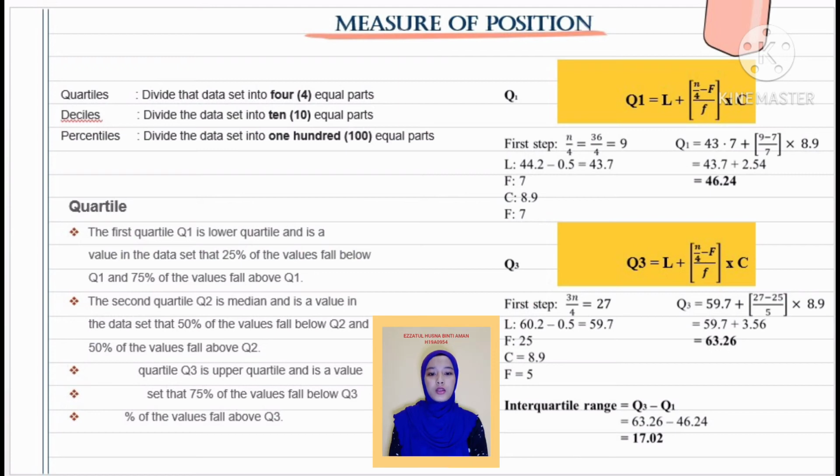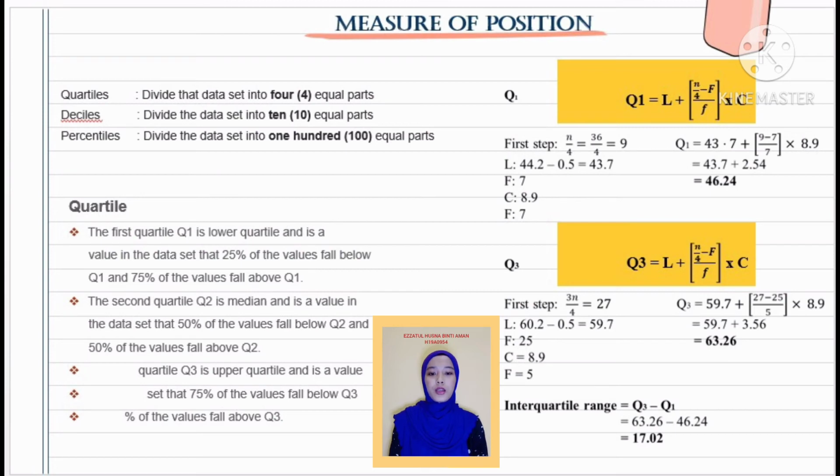The different measures of position are quartiles, that is, divide the data set into 4 equal parts. Second is deciles. Divide the data set into 10 equal parts. The last one is percentiles, that is, divide the data set into 100 equal parts. Next, quartile has three values and they are denoted by Q1, Q2, and Q3.